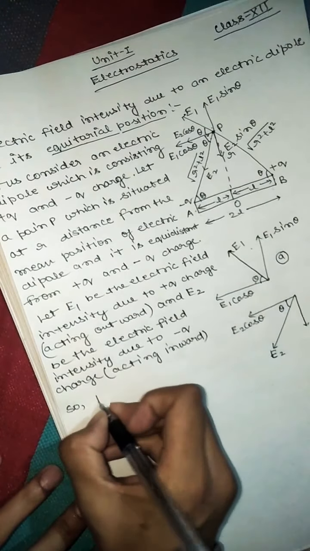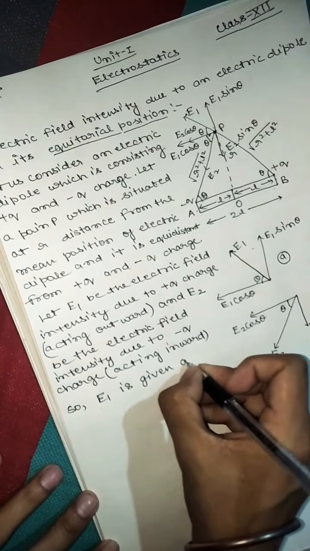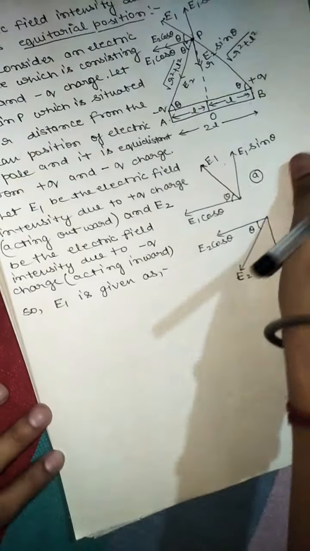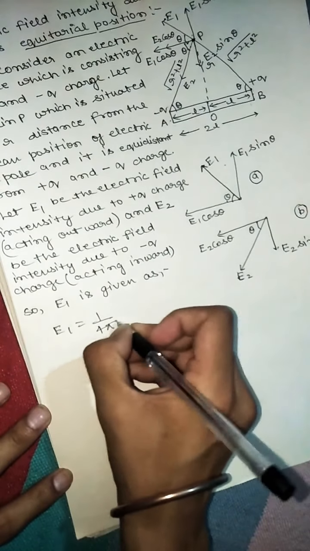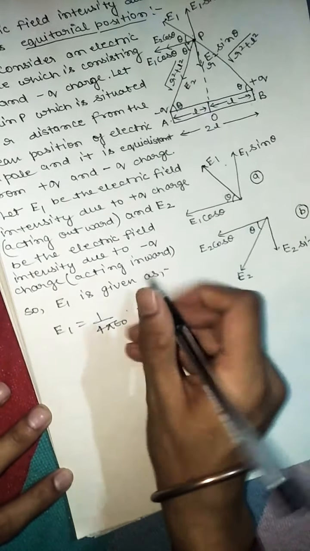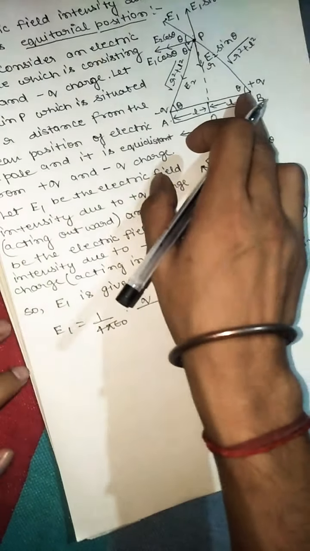So E1 is given as, how will you write that E1? E1 can be given as E1 is equal to 1 upon 4 pi epsilon naught q upon r square, actually the formula is E is equal to 1 upon 4 pi epsilon naught q upon r square. So what would be the r?